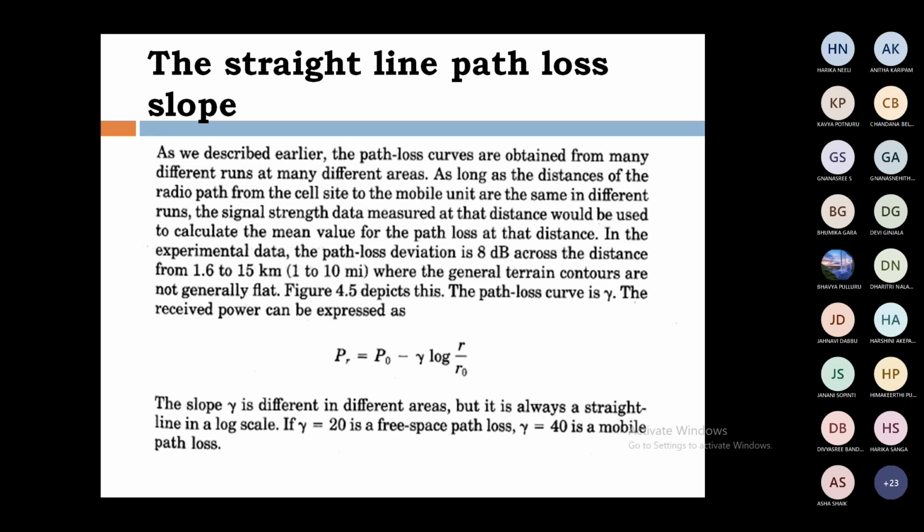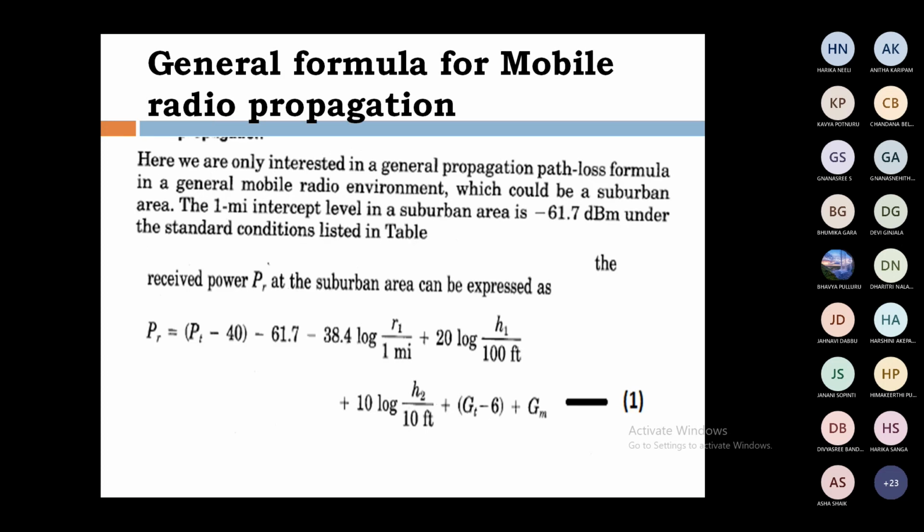Gamma value is 20 for free space. Gamma is 40 for mobile path loss. Finally, from all the predictions and standard deviations, we are calculating the received power for suburban area. Not for urban area, for suburban area.